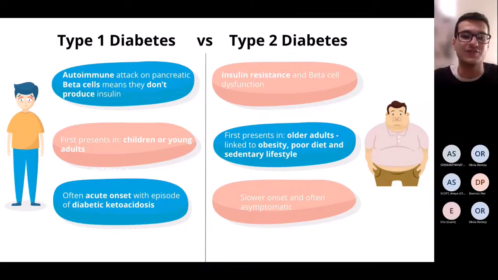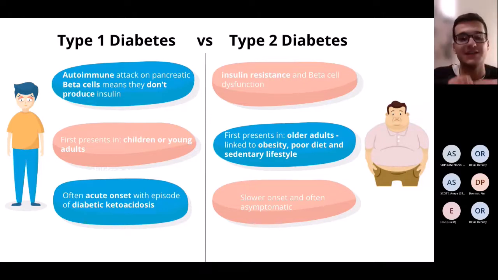Another difference is the characteristics of the patient that presents with the different kinds of diabetes. Type 1 tends to present in younger people, children, young adults, whereas type 2 diabetes tends to be in people who are a bit older adults, and it's linked with certain lifestyle factors like obesity, poor diet, plenty of junk food, and a more sedentary lifestyle.